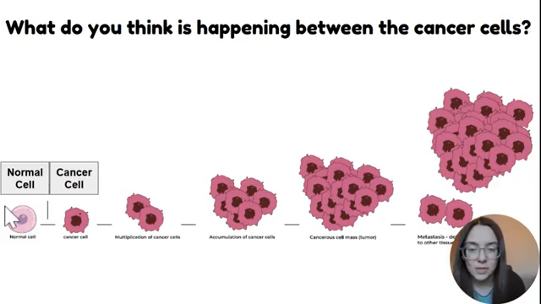Looking at this image, you can see this is a normal cell. This is a cancer cell. What is happening over time? Type your response below.